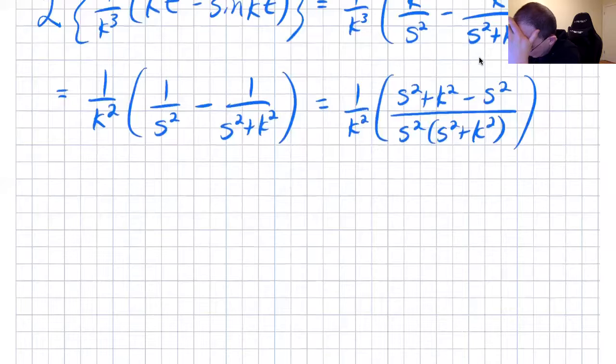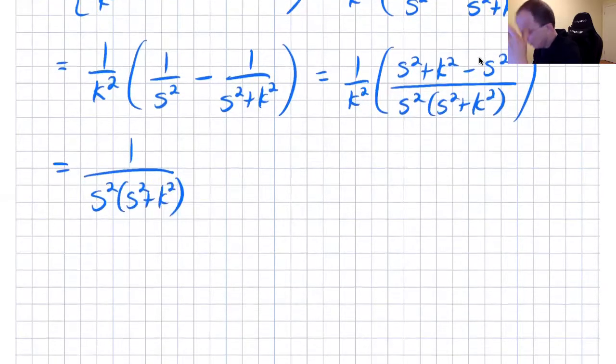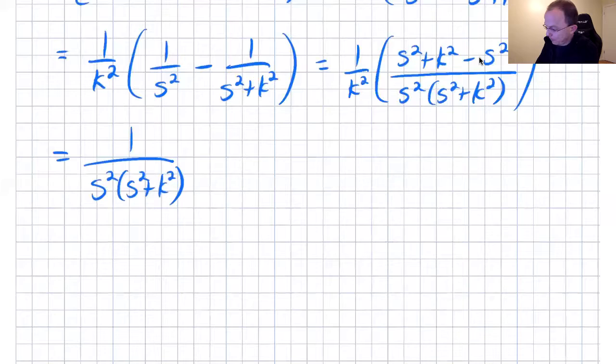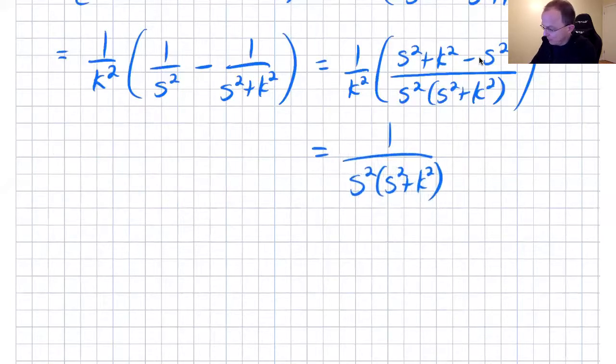And it looks like everything's working out perfectly. So that cancels that, and then we're left with this, that cancels that, and so we get 1 over s squared times s squared plus k squared. Okay, so it works out. So we get that, and that checks out.